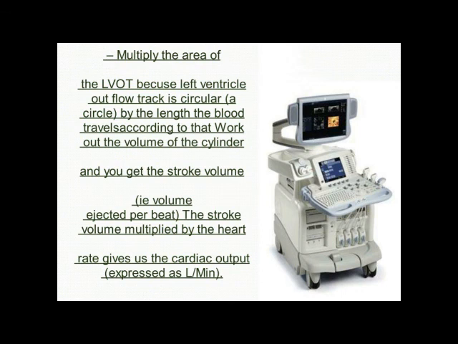The y-axis is in meters per second and the x-axis is in seconds, so the area under the curve will tell how far the blood has moved at particular velocities for the amount of time. We work out the volume of a cylinder, that is, multiply the area of the left ventricular outflow tract, the circle, by the length the blood travels. You get the stroke volume, that is, the volume ejected per beat. The stroke volume multiplied by heart rate gives us the cardiac output. Divide the cardiac output by the body surface area, and we get the cardiac index.